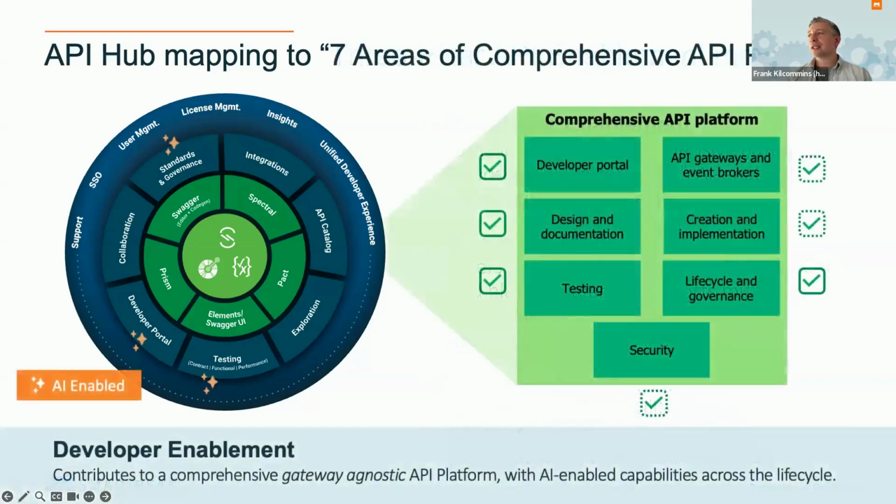And there's a few last slides that just talk about mapping this out to the comprehensive API platform. And again, we don't proclaim to have everything there. We have quite a lot of capabilities. Some of them are AI enabled, so around testing, developer portal, standards and governance. And we have partial implementations from a security, gateway integrations, and code first approaches.